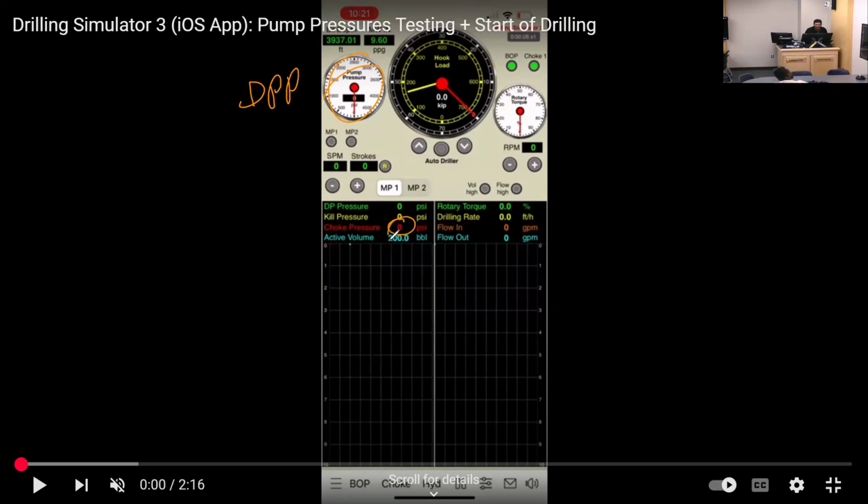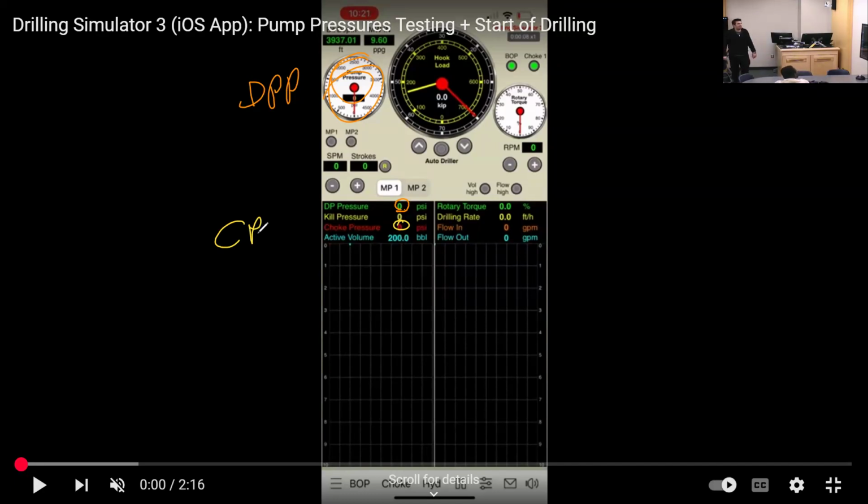This here is drill pipe pressure. Whatever is here shows also here. Okay. Now let me use another color. Let me use yellow. This here is the choke pressure, which is basically your CP. When you are drilling, it should be 0.